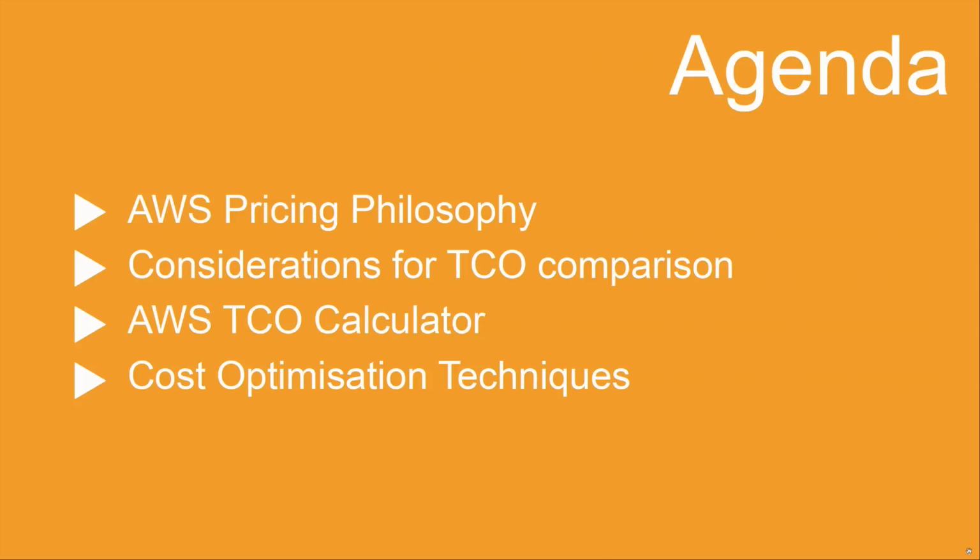So this is the agenda that we have for you today. We're going to take a look at AWS's pricing philosophy and talk about how AWS tries to minimize prices and the way in which we pass those price reductions on to customers. We're going to talk about some considerations that you need to have in mind when you do TCO comparisons. We're going to talk in detail about the AWS TCO calculator and how you can use that to assess and model the costs of delivering IT services using AWS. And then lastly, in what you could regard as the main part of the session today, we're going to talk about cost optimization techniques on AWS and some tricks and tips that you can use to minimize the amount that you spend with us, as I said earlier.